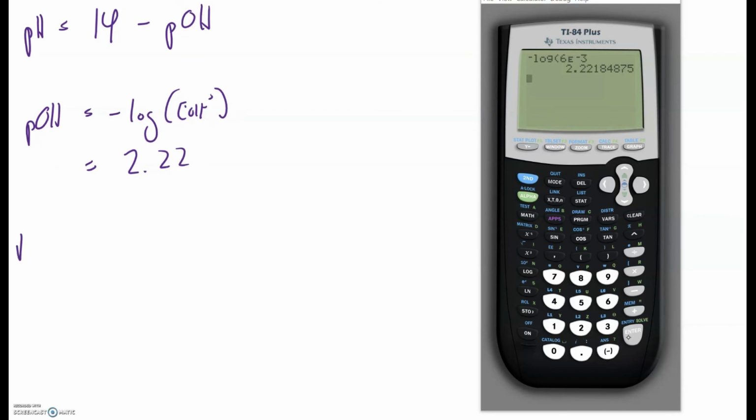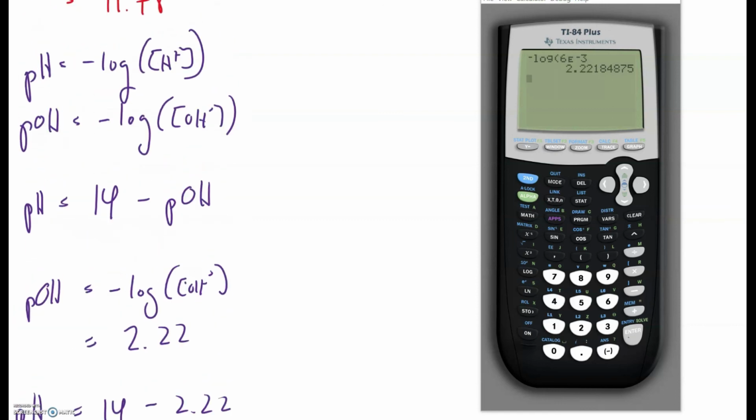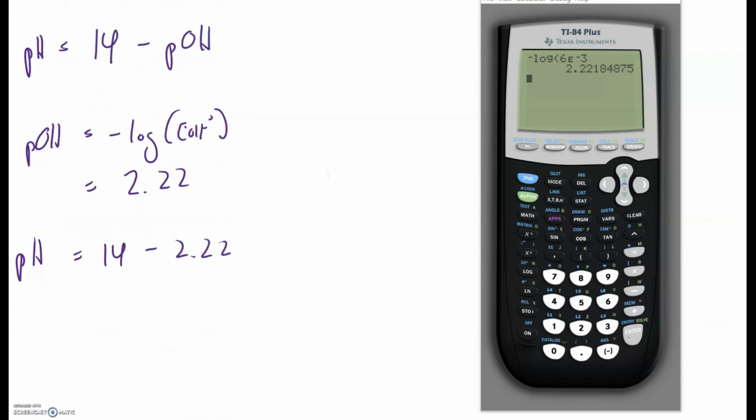Let's subtract that from 14 to get this into pH and see if we got the same answer. We got 11.78 when we did it the other way. Let's see what happens here. So we'll take 14, we'll subtract from this 2.22. I got a feeling it's going to look very familiar. 11.78. Either one of these techniques work. All right, take it for a spin.